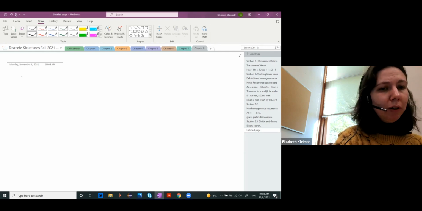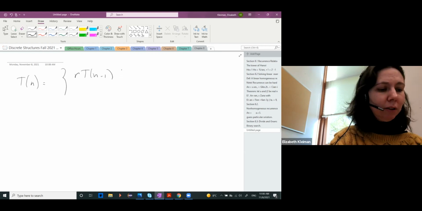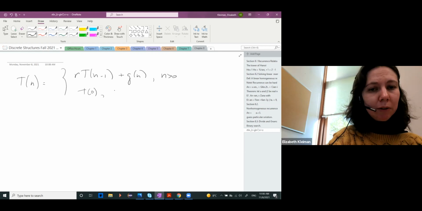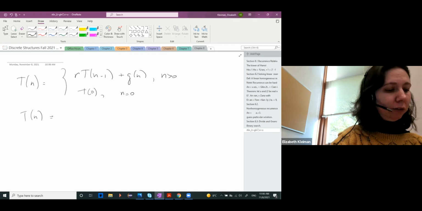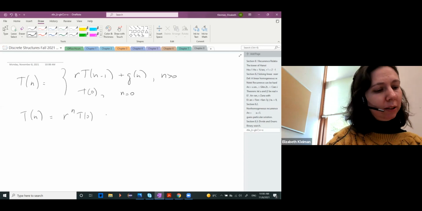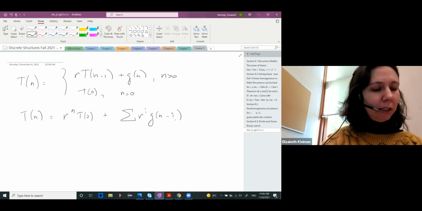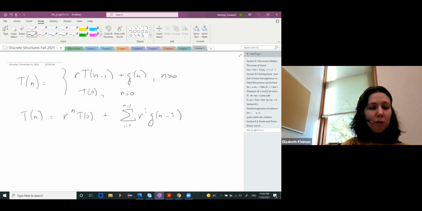So generally, if you have a formula of a form T(n) = R T(n minus 1) + G(n), n bigger than 0, and then there is some number for T(0) when n is equal to 0, my solution for such a formula is going to be R to the power n times T(0) plus the summation of R to the power i times G(n minus i), where i goes from 0 to n minus 1.